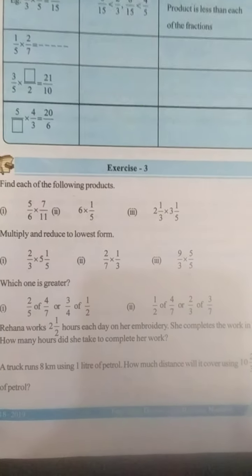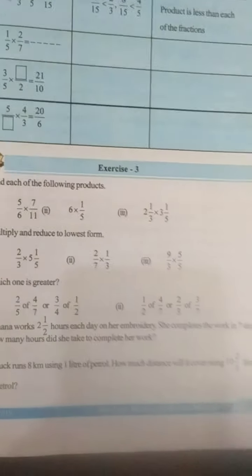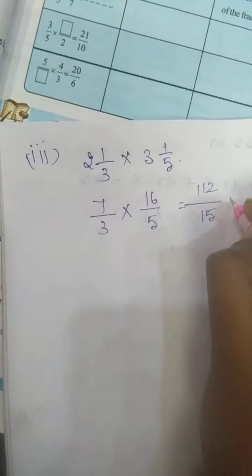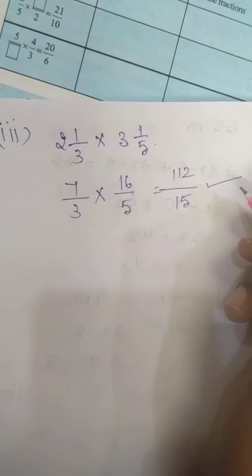2 1 by 3 into 3 1 by 5. This is given as mixed fractions, so first you have to convert them into improper fractions. See, 2 3s are 6, 6 plus 1 is 7 by 3, into 3 5s are 15, 15 plus 1 is 16 by 5. So 16 7s are how much? Tell me. 16 7s are 7 6s are 42, 7 1s are 7, 49... 16 7s are 112, divided by 3 5s are 15.